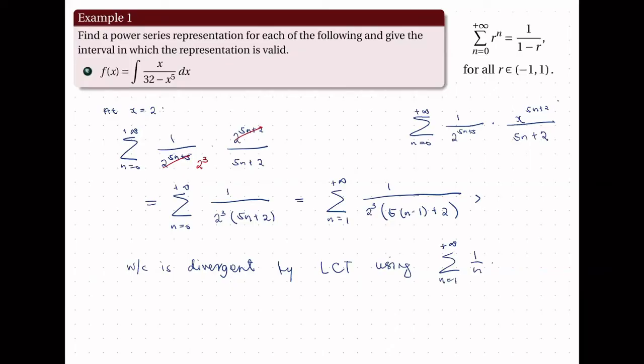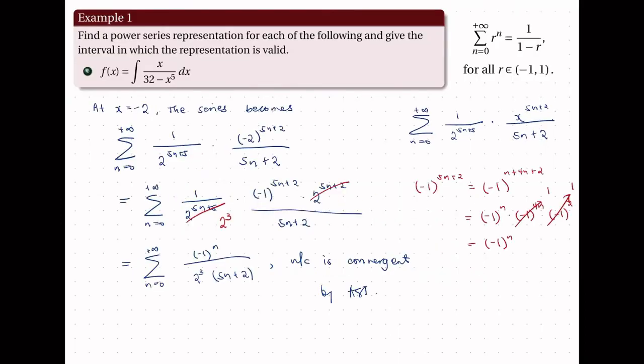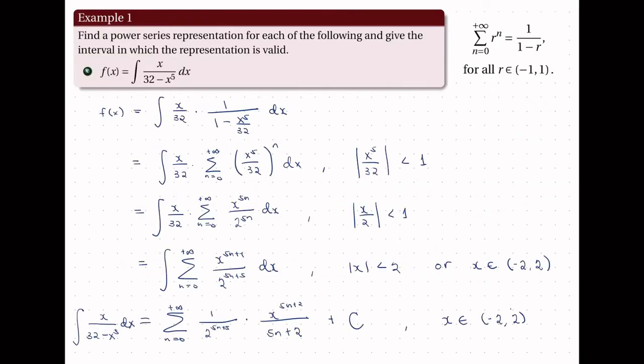Hence, so balik tayo dito. Hence, we were able to show that negative 2 is included but 2 is not. Okay? So, ang interval of convergence ng power series na ito ay this interval negative 2 to 2, where negative 2 is included and 2 is not. Okay?